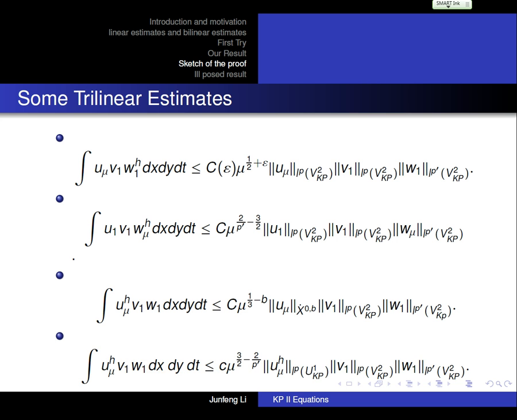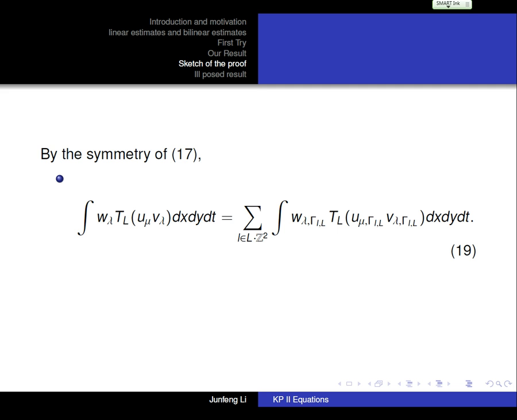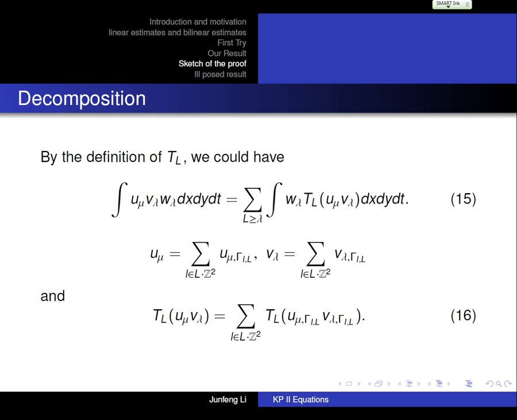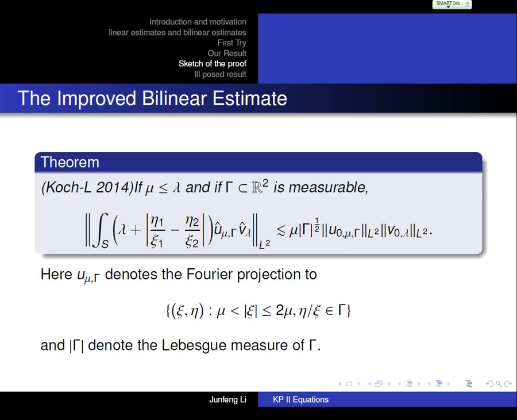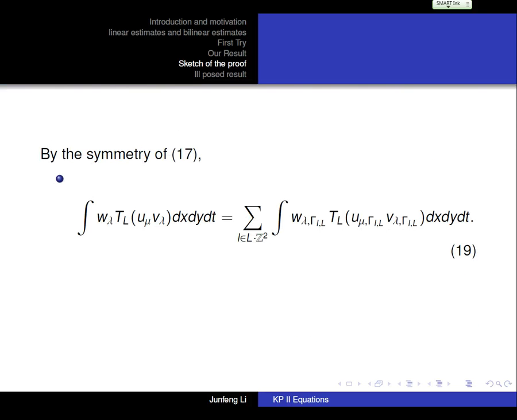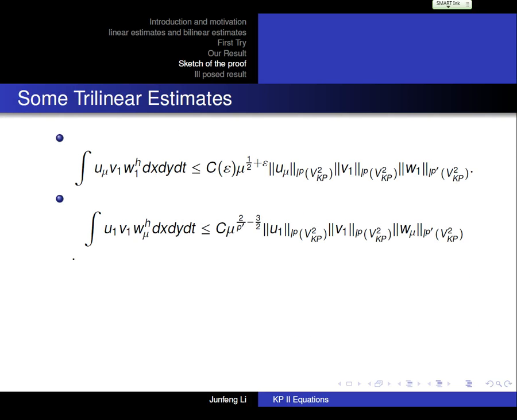I don't want to show too much. This one is just the start. We have this decomposition, and have this bilinear estimate. And the very important case is that to have this kind of estimate, then the following is just Hausdorff inequality, something like that.